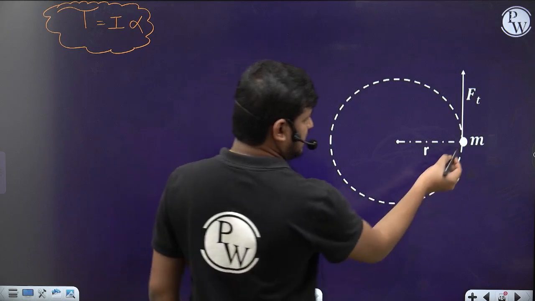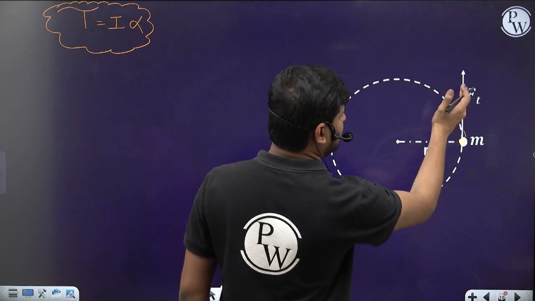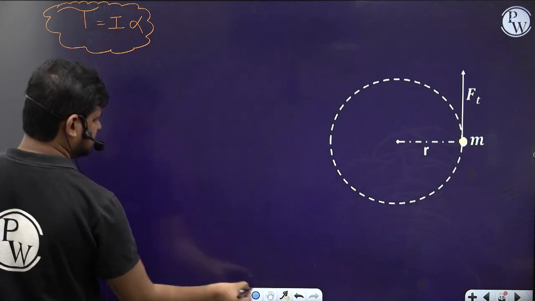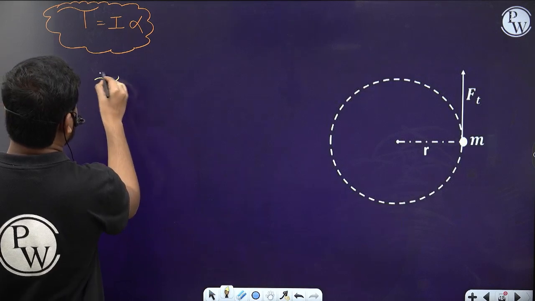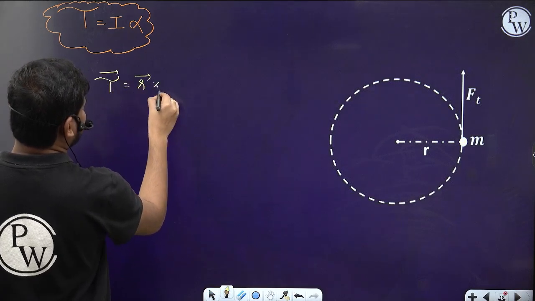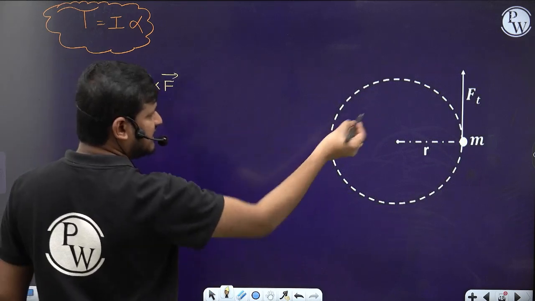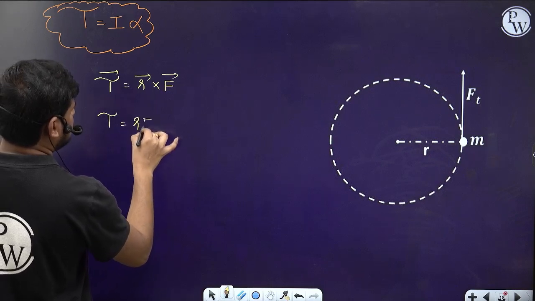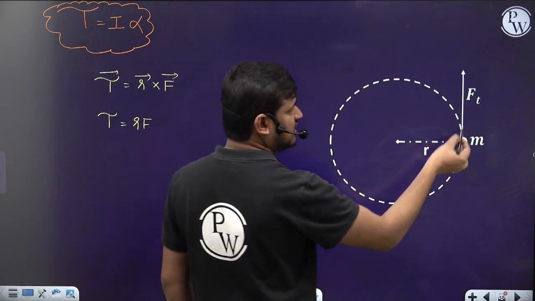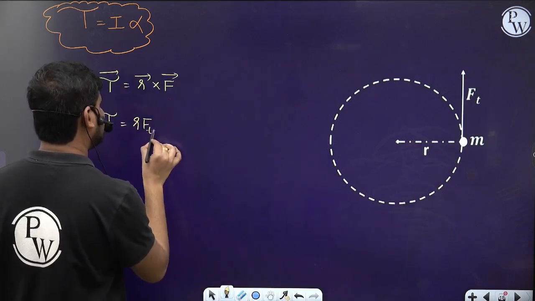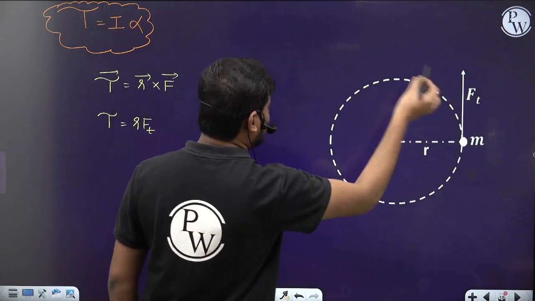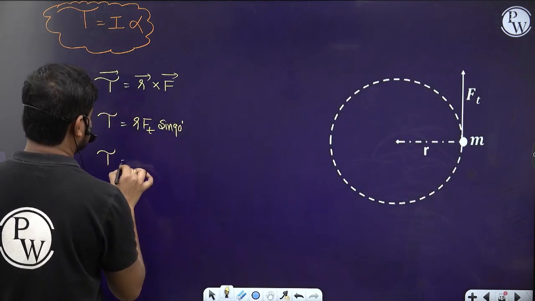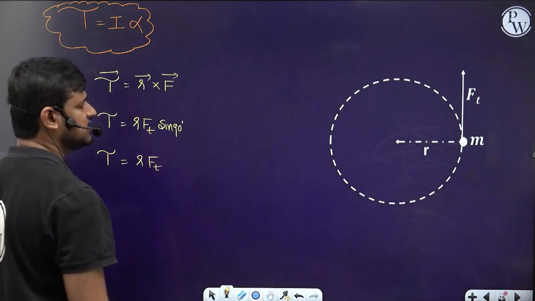Let's suppose a particle is moving in a circular path like this upon the application of the tangential force Ft, right? So we know that the torque is equal to R cross F. So here what type of force is acting? The tangential force is acting. So I can write the torque is equal to R into Ft, where the radius is this one, the force acting is the tangential force Ft, and the angle between radius and Ft is 90 degrees, so sine 90 degrees. So the torque is equal to R into Ft, because sine 90 is 1, right?